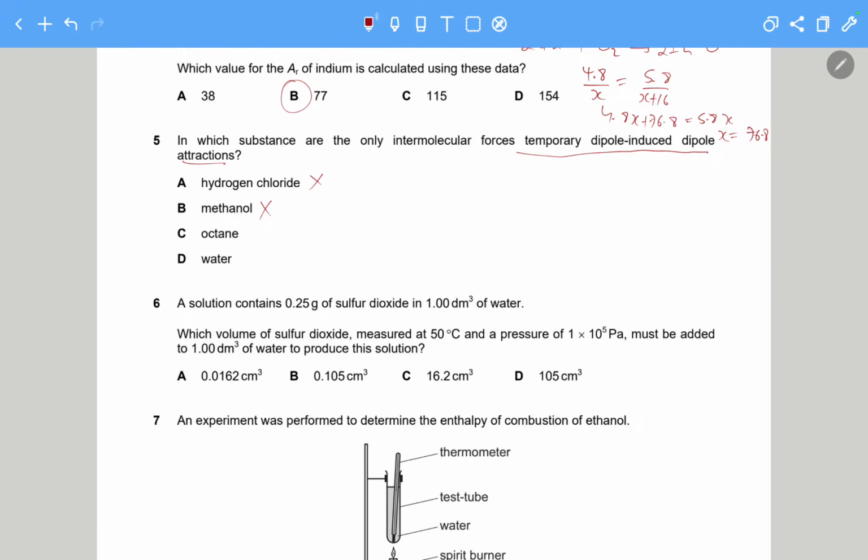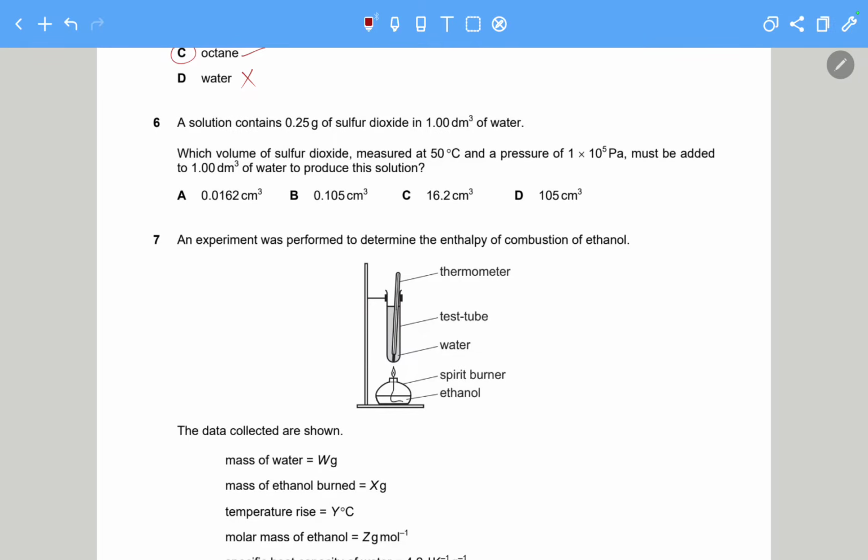Octane. Now for hydrocarbons, the thing is that the electronegativity of carbon and hydrogen is very similar, and therefore hydrocarbons are always non-polar. So octane is a good candidate for this question. Water, H2O, hydrogen bonds, cannot be the answer, and therefore we are left only with octane.